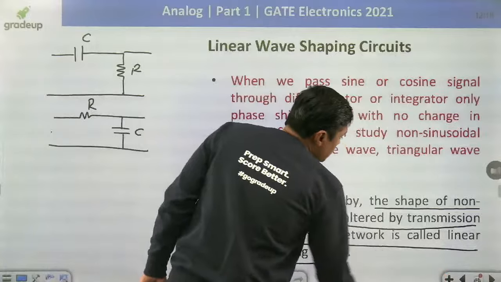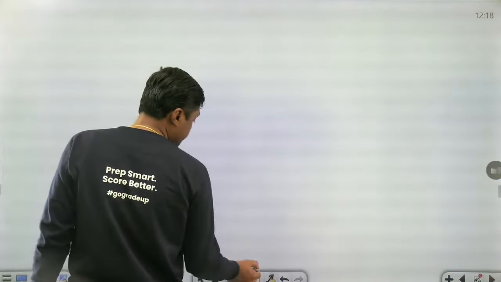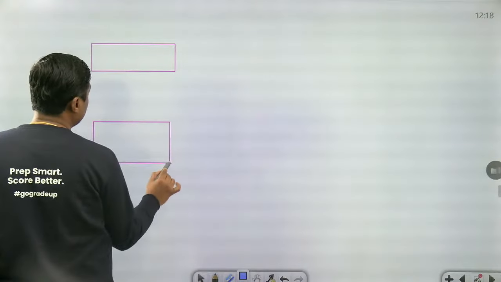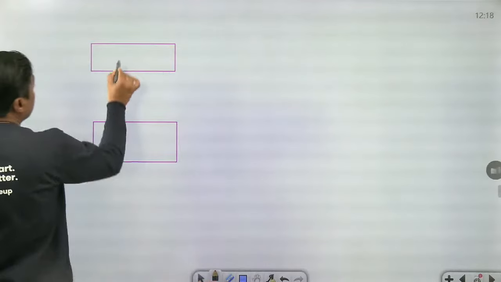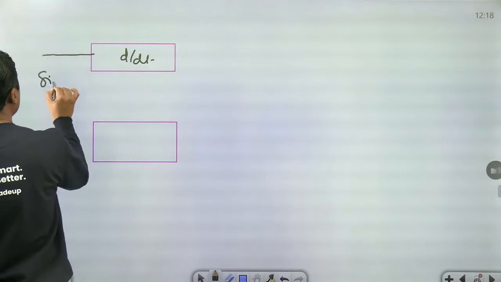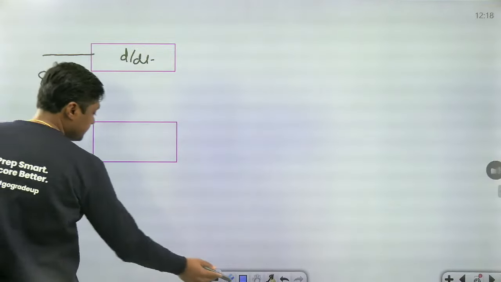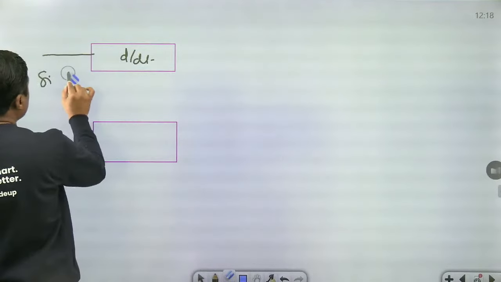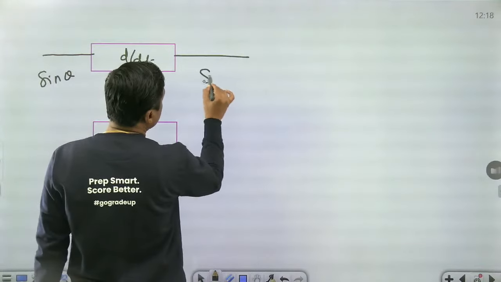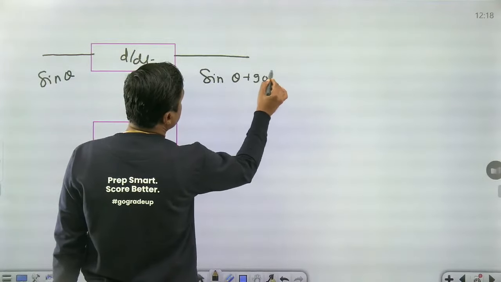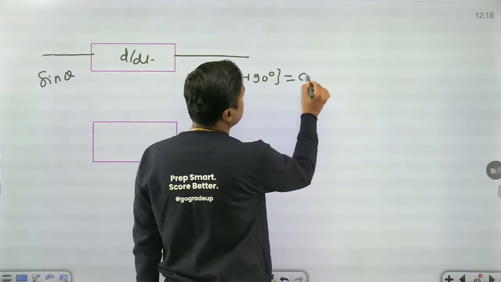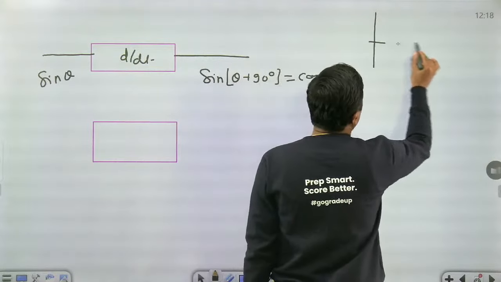Wave shaping means, suppose we are passing, this is the integrator and this is the differentiator. Everyone please give me the answer. If I am differentiating the signal sine omega t, what will be the answer? I am differentiating the signal sine of theta, then what will be the answer? Everyone please give me the answer for this question. This is nothing but sine of theta plus 90 degree. Sine of theta plus 90 degree means cos theta.